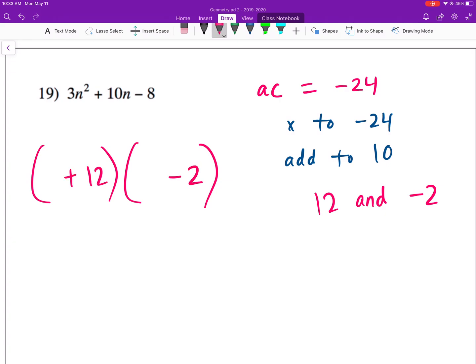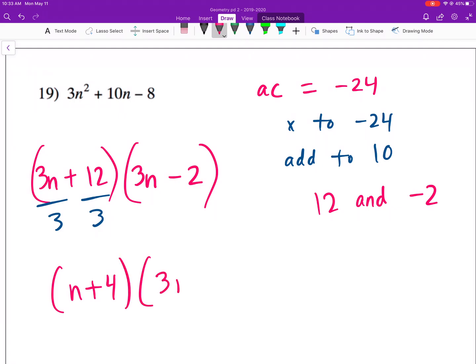We're not going to write n in front, we're going to write 3n. 3n, 3n. The first one has a GCF you could divide out. Divide both of these by 3. So you end up with n plus 4 and 3n minus 2.